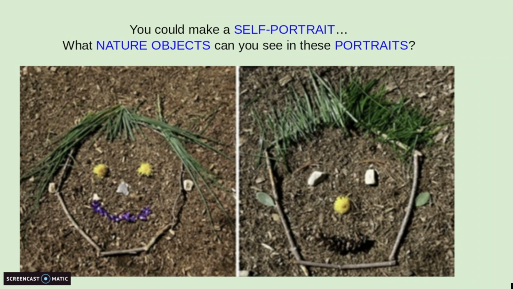You could make a self-portrait. What nature objects can you see in these portraits? I see all kinds of things. Go outside, look around, and think. What could you use for your hair? Could you use grass or twigs? Or could you put little pebbles in lines to make hair? What could you use for your eyes? Flowers, leaves, big rocks? What do you think? You could even pile up a little bunch of dirt.